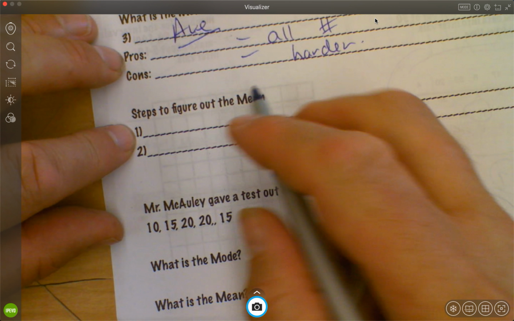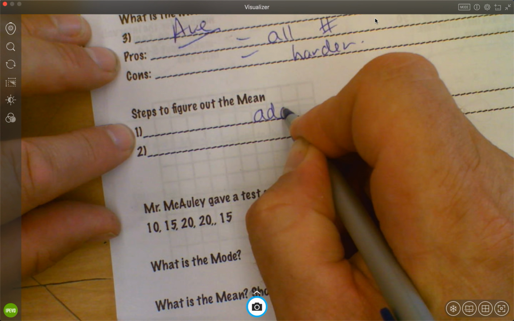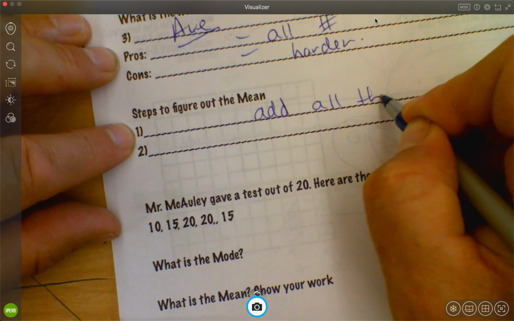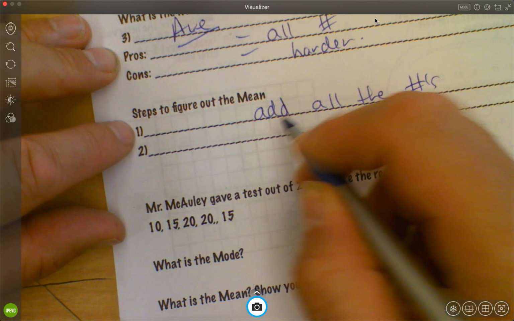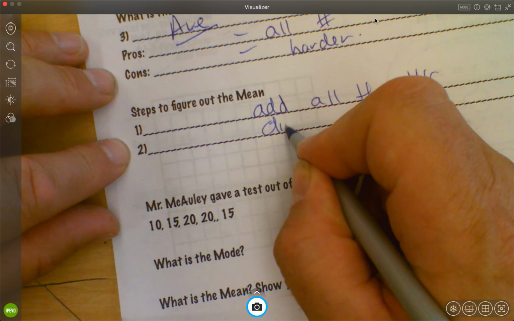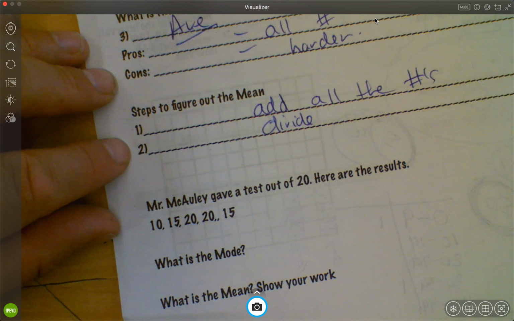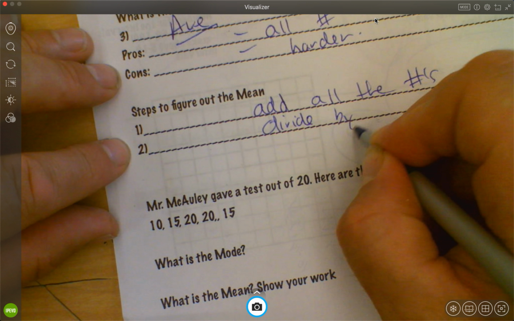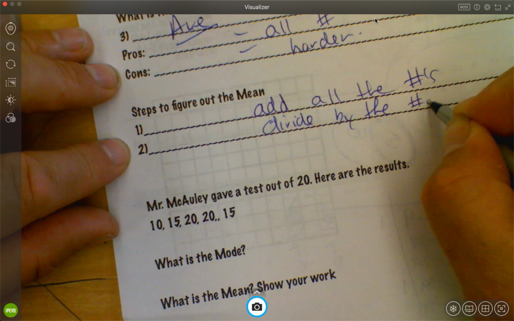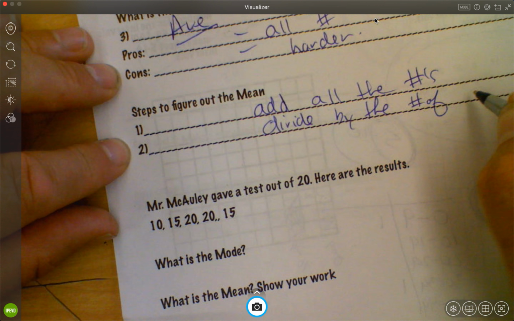So how do you do the mean? First of all, you add all the numbers, and then you divide by how many numbers you have. So divide by the number of numbers. If I had 5 numbers I added together, I would divide by 5.